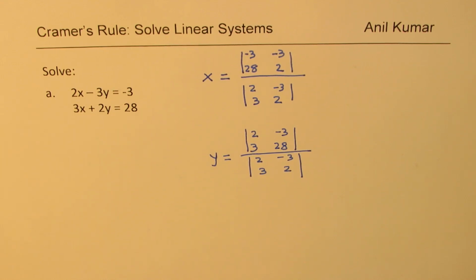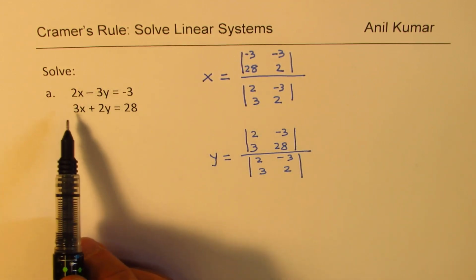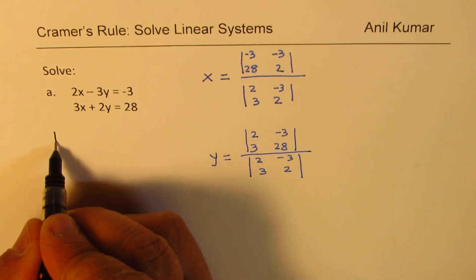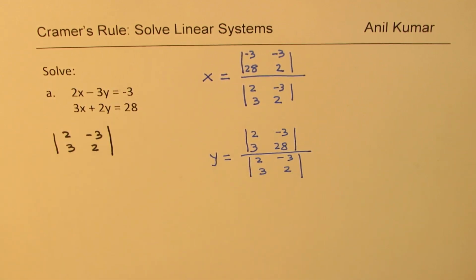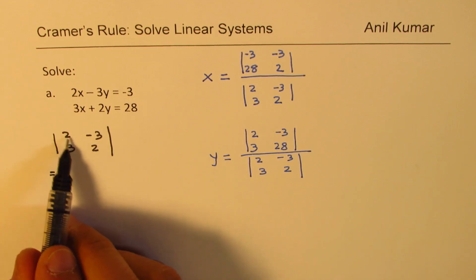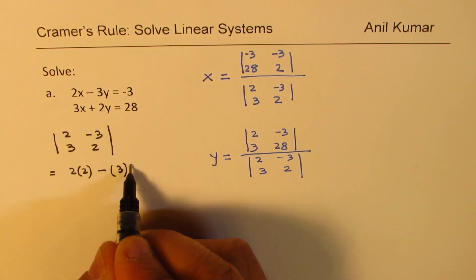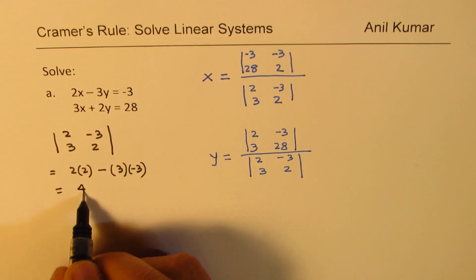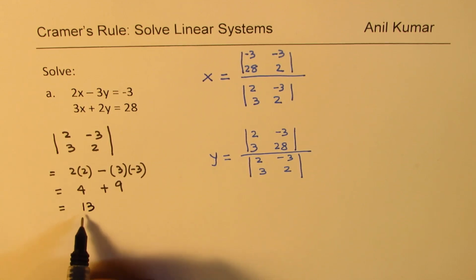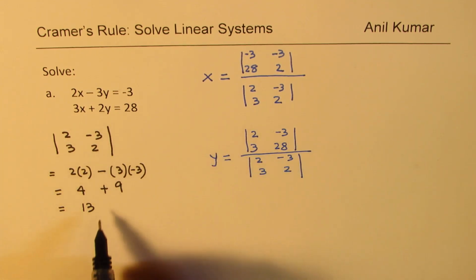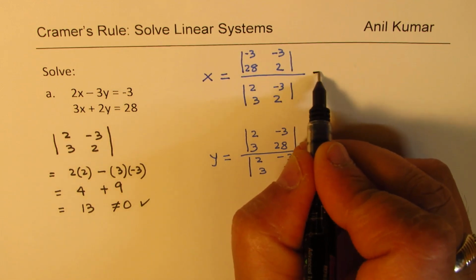Correct? So it is always a good idea to begin with the denominator part and check if this denominator, which is 2, minus 3, 3 and 2, is 0 or not, right? So you have to multiply 2 times 2 and take away 3 times minus 3. So that gives you 4, and that becomes plus 9, and that gives you the value as 13. So 13 is not equal to 0, so the rule works, right? That is perfectly fine with us. Correct? So now let's calculate the values here.